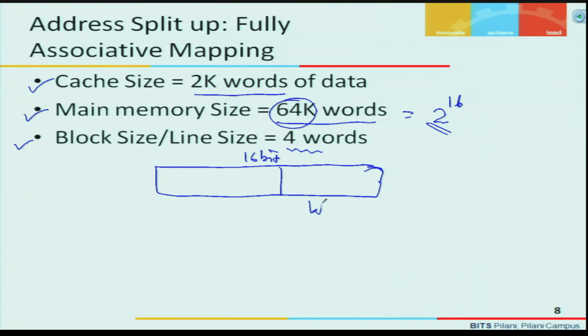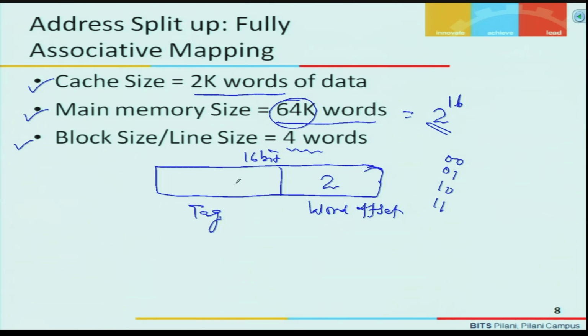One part is the word offset and the other part is the tag. The block size is 4 words, so within a block, to identify a single word I need 2 bits. With 2 bits I can identify the first word as 00, the second word as 01, the third word as 10, and the fourth word as 11. Accordingly, a unique word can be identified from the block, or from the cache line, which can store 4 words. The remaining bits will be tag bits.